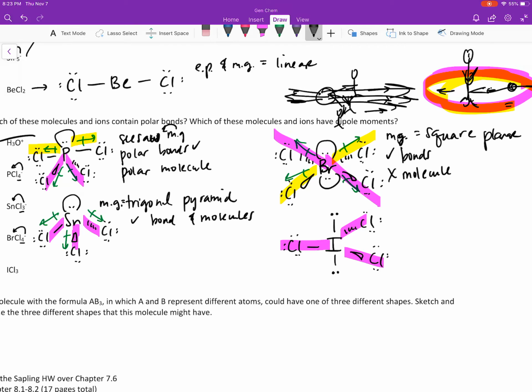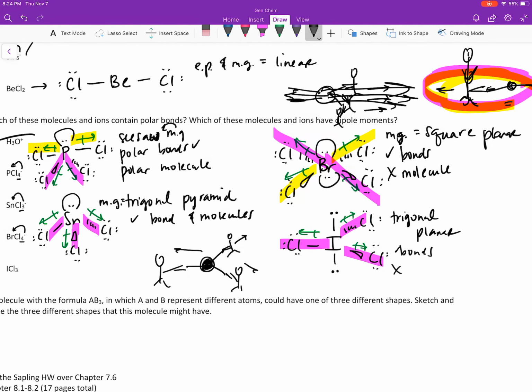So if you imagined having a 3-way tug of war, and everyone was pulling in the opposite direction equally, there's going to be no movement of the center of the tug of war because they're all pulling in opposite directions. So in this case, even though, yes, the bonds are polar towards the chlorine, and it doesn't always go towards the outside, it just is the case here, but in this trigonal planar structure, the bonds are polar, but the molecule is not. And that's supposed to be a check.